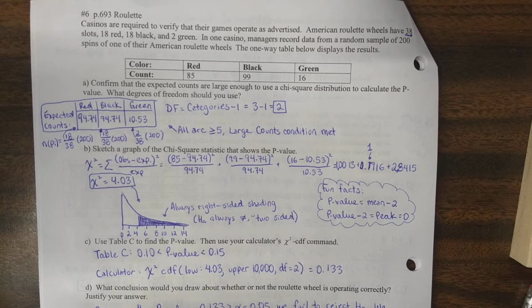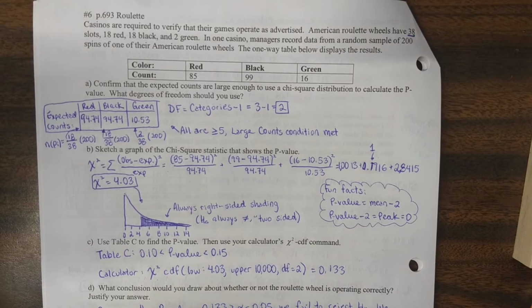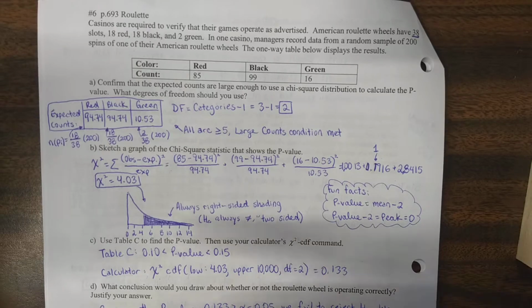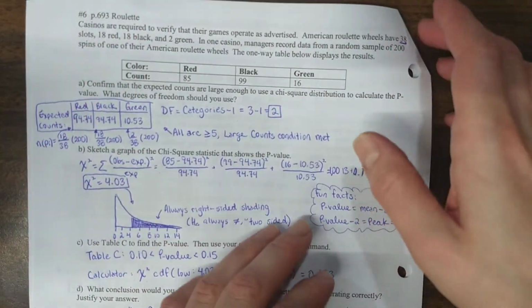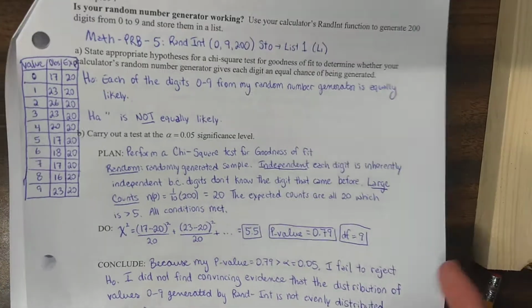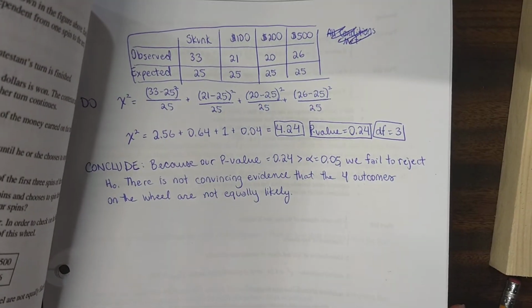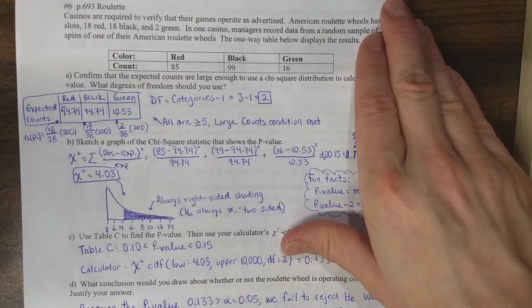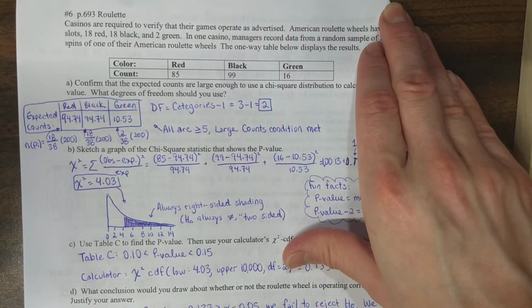This is chi-square part 3. Okay, now I'm just doing some problems straight from the book. This is example number 6 on page 693. This is example number 14 on page 694. And then next up is an AP Statistics free response question. Okay, so just more practice looking at chi-square problems and getting used to answering them.